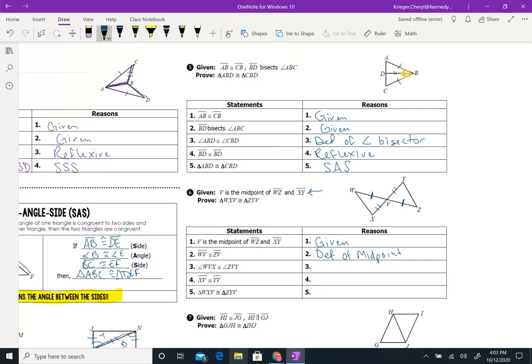Okay, the next one says angle WVX, that's this one here, is congruent to ZVY. ZVY is here. Those are vertical angles. So remember I said you needed to highlight or reference the reason why angles are congruent. Vertical angles are congruent.